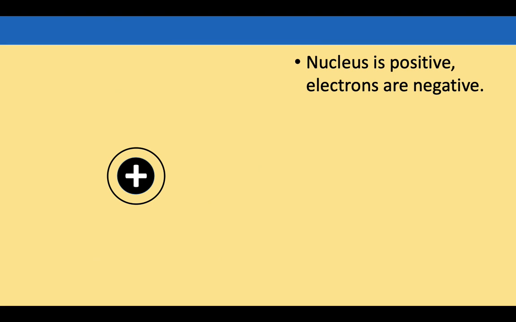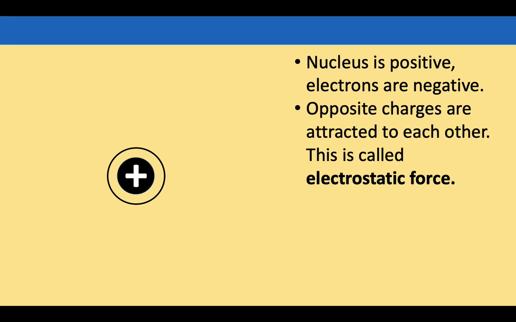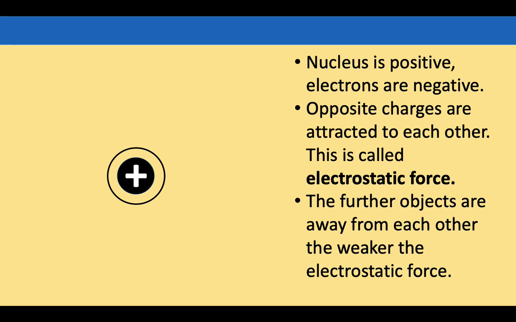Nucleuses are positive, electrons are negative. We know this, okay? Now, opposite charges are attracted to each other. So this is called the electrostatic force. So your electrons are attracted to your nucleus, which is positive. So your electron's negative, nucleus is positive. They are attracted to each other by what is known as an electrostatic force. Now, the further objects are away from each other, the weaker that electrostatic force is.